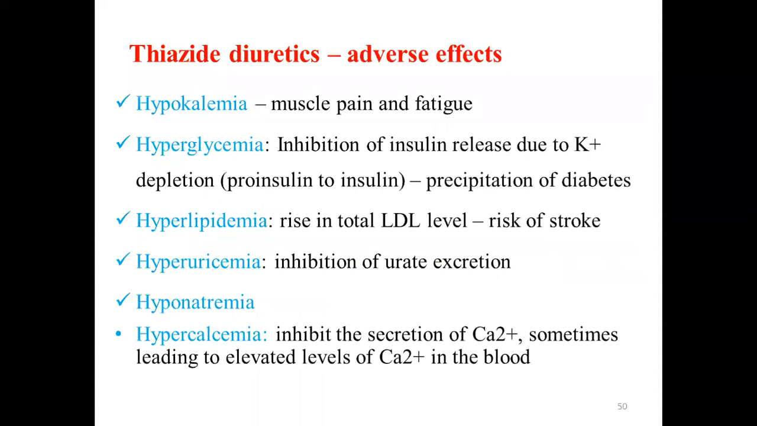Okay, so when you look at the adverse effects of thiazide diuretics, the most common challenge is that they can cause hypokalemia because they promote the elimination of potassium in the body. Then they inhibit the release of insulin. Remember, when insulin release is inhibited, the probability of hyperglycemia is very high. As a result, it can cause precipitation of diabetes. If someone has diabetes or a high sugar level, this might not be a drug of choice because of the risk of hyperglycemia.